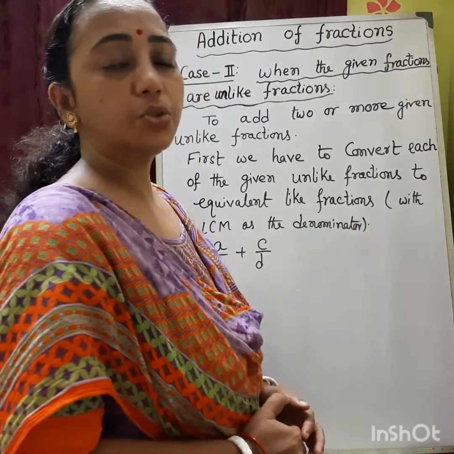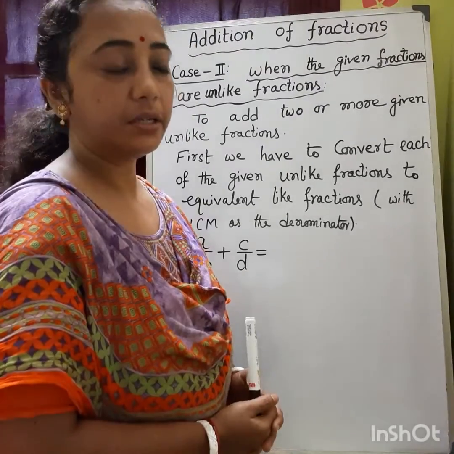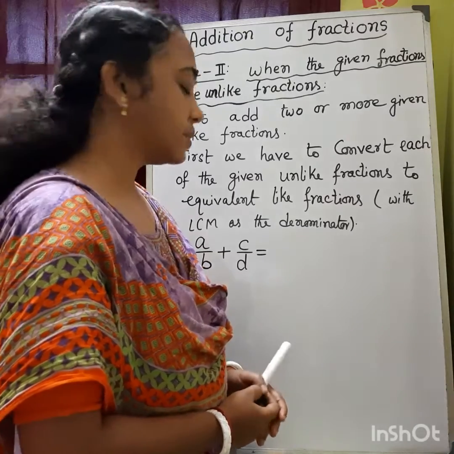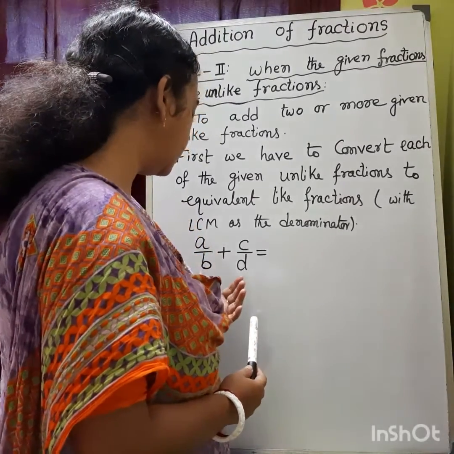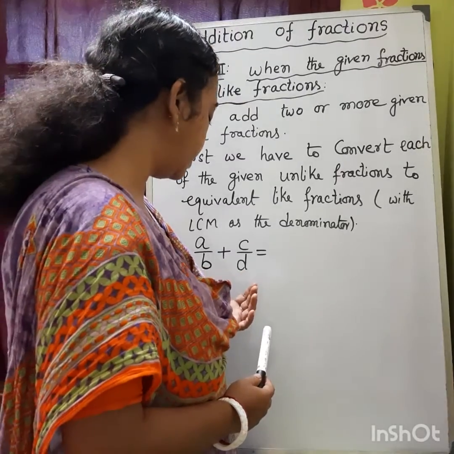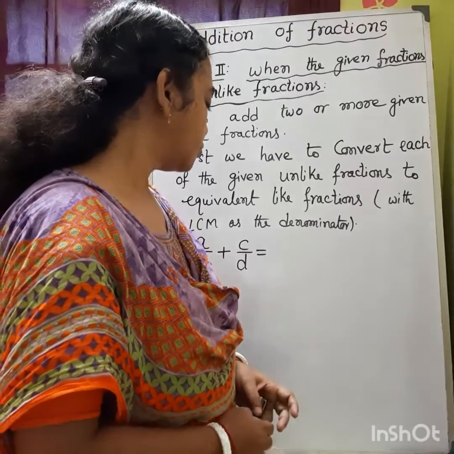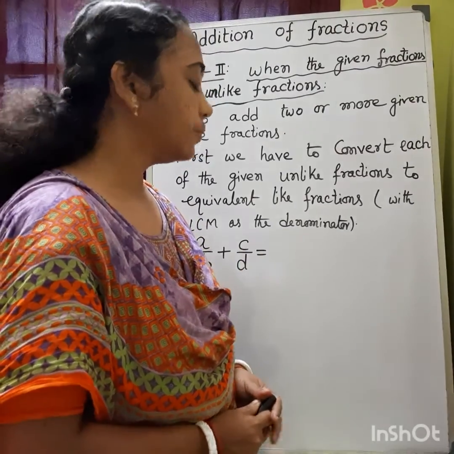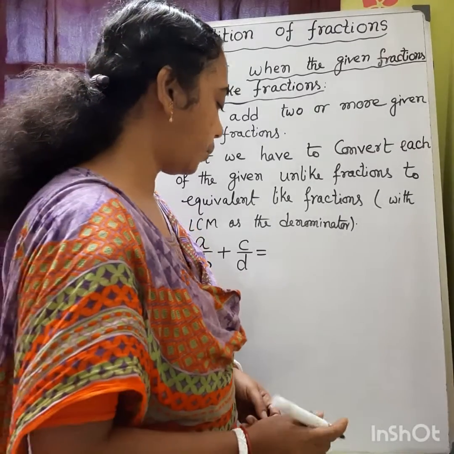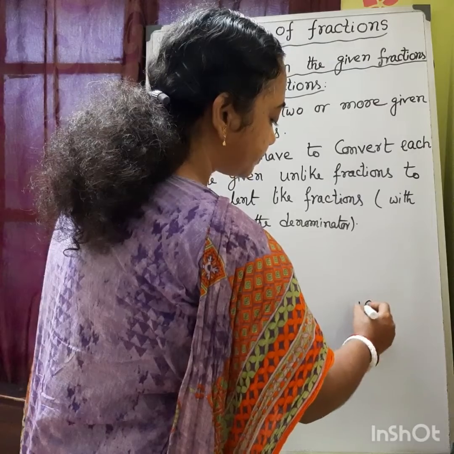So let us consider two unlike fractions as a by b and c by d. So in these two fractions, both have different denominators. The denominator of the first fraction is b and the denominator of the second fraction is d. So to find the sum of these two unlike fractions, first we have to find the LCM of the denominators. So let us find the LCM.